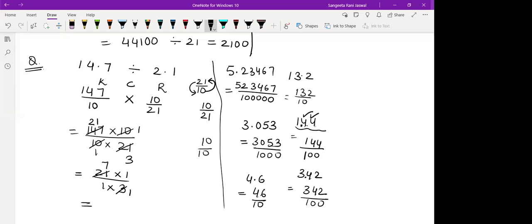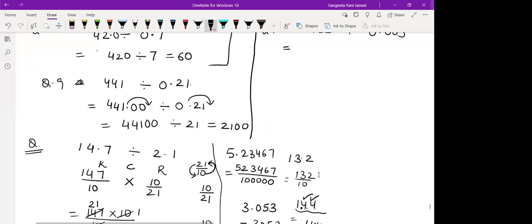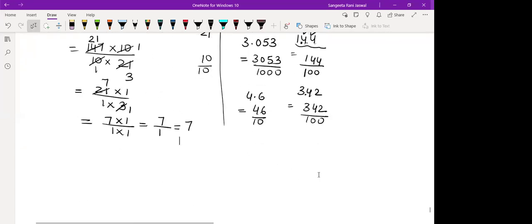Okay, so now I have the answer. I am left with 7 into 1 and 1 into 1. 7 ones is 7, 1 ones is 1. So I can write 7 by 1 as 7. You understood this? Okay, now let's take another question like this. Now you are saying that you didn't understand this question. Let's take this also.